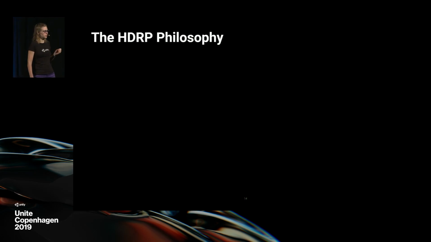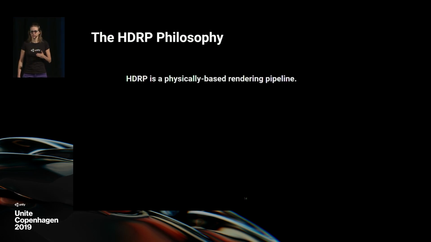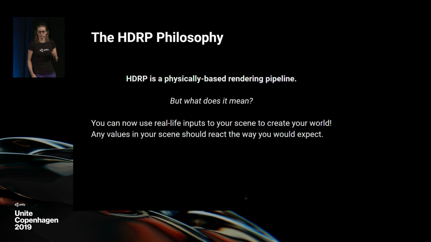So now, the HDRP philosophy. You heard me saying it, you heard others saying it: HDRP is a physically-based rendering pipeline. But a lot of you probably don't know what it actually means. It's very simple. You take a scene, you have a chair, you have a table, you have a light. You want to put values for your light. I need an intensity. What values do I put in? Well, in HDRP, you would put values that you will find in real life with real physical units.